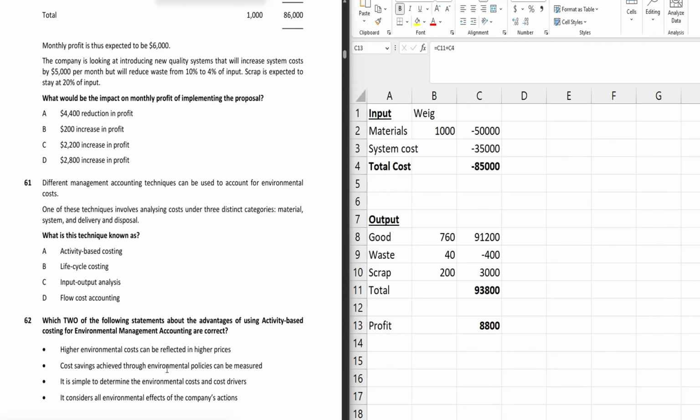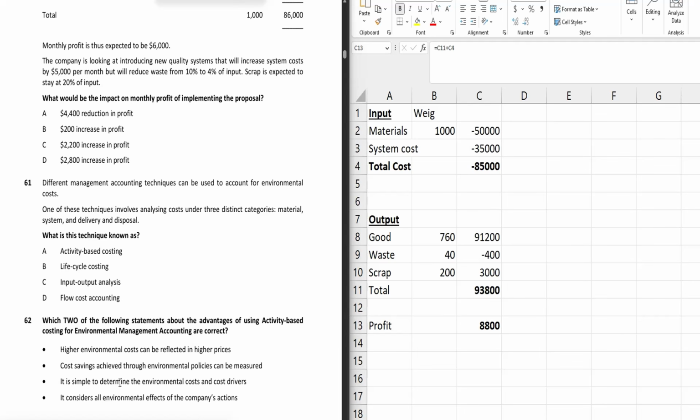Cost saving achieved through the environmental policy can be measured. Obviously, if we are using ABC, all kinds of similar cost will be classified under the same pool, named as a cost pool, and we will figure out the cost driver that is generating or driving that pool. And if we focus on the cost driver, we can obviously reduce the overall cost. Okay, so cost saving will obviously be achieved if we use environmental ABC based costing.